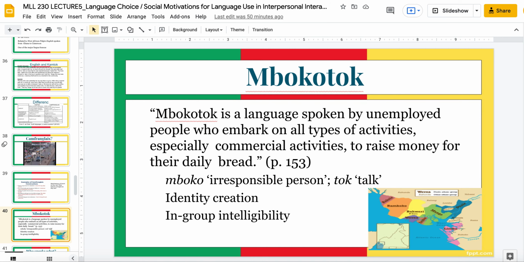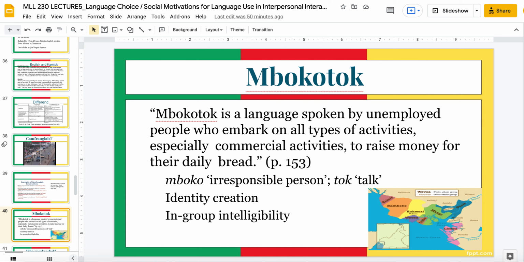And then you have Mombotok. Okay, hopefully I'm pronouncing that right. Please correct me if I'm wrong. But this is a language where I really don't like how they described it. Okay, so maybe if there's a better way of describing it, please email me. But according to the reading, they describe it as a language used by quote unquote unemployed people. Okay. As if that was a bad thing.